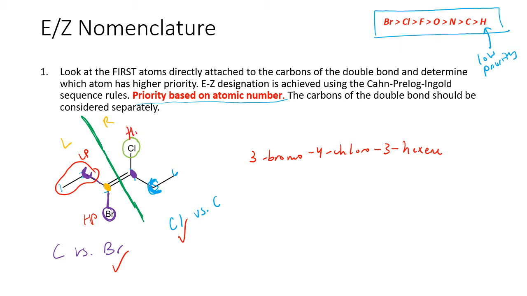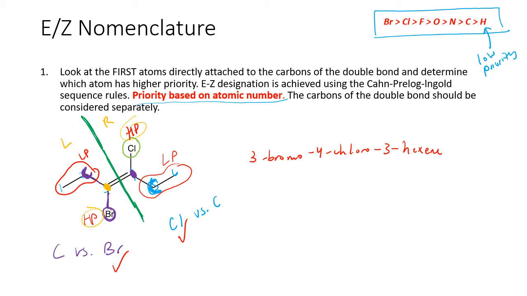So this is my high priority group, and then this ethyl group right down here becomes my low priority group. Notice it's not just the carbon atom that's low priority, it's the whole group that the carbon atom's on. But I look at it one at a time, and the carbon is what lost the tie. So it's that whole ethyl group that gets designated low priority.